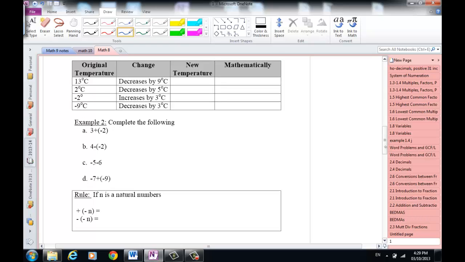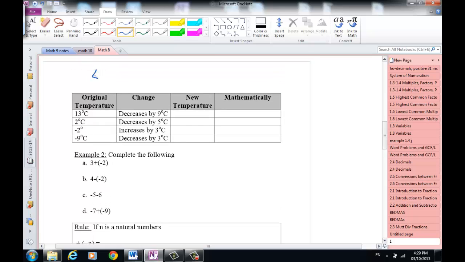Alright, let's put some things in some charts. So we have an original temperature, we have the way our temperature changes, we have a new temperature, and we can represent this mathematically. And in fact, I'm going to put in a number line here. You guys should put one in here too. So I'm going to start at 0 here, 1, 2, 3, 4. I can stop there. -1, -2, -3, -4, -5, -6, -7, -8, -9, -10, -11, -12, -13, -14, -15. I think that's as far as we need to go.